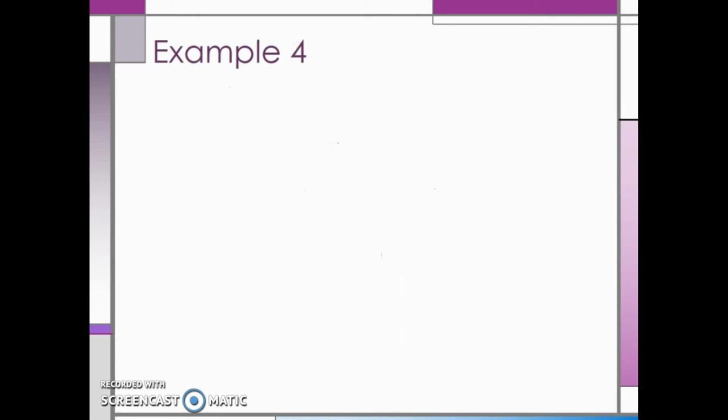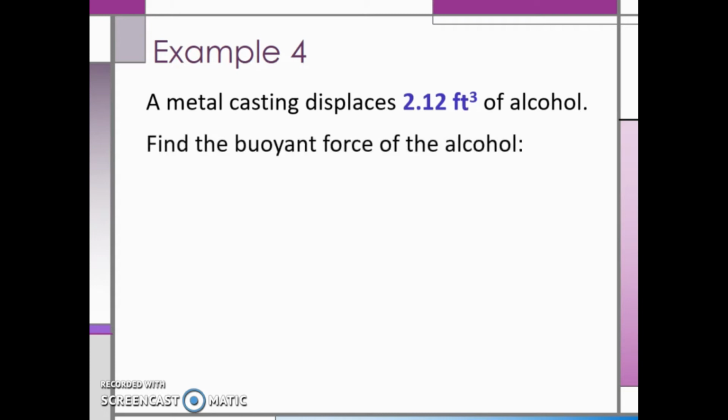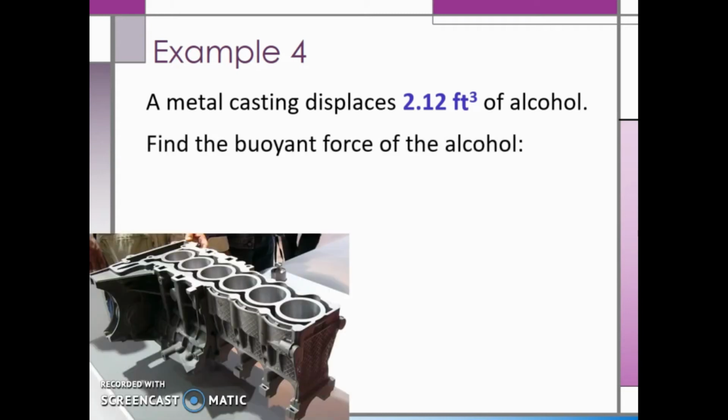In this example, we have a metal casting that displaces 2.12 cubic feet of alcohol. We want to find the buoyant force of the alcohol. We already mentioned in the previous video that the buoyant force is the same thing as the weight of the displaced alcohol. Therefore, we need to find the weight of this displaced alcohol.